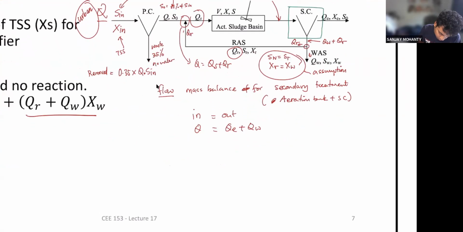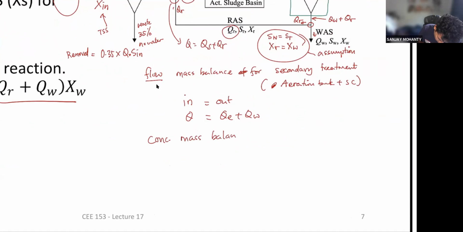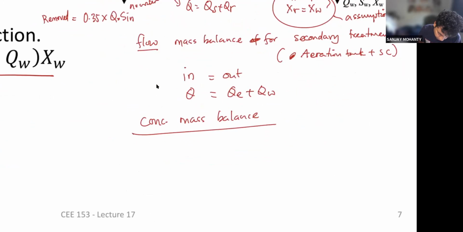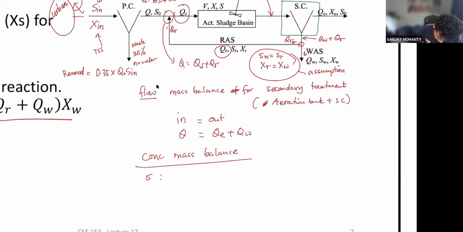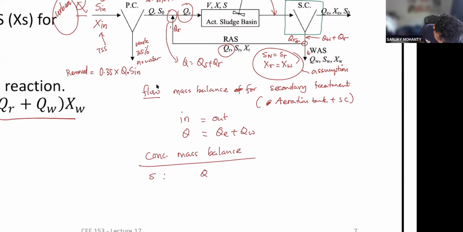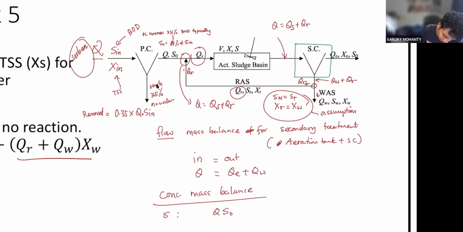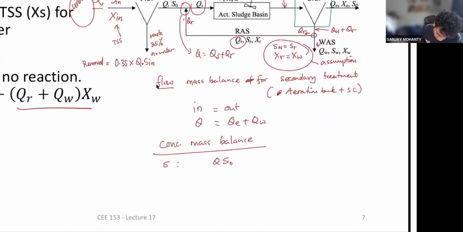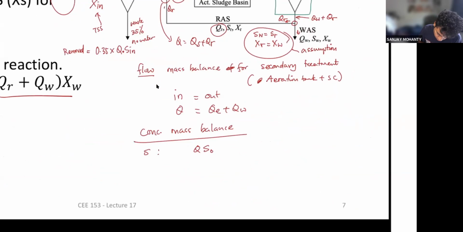And if you do the same thing as a concentration mass balance for the entire secondary treatment, what is in equals what is out, right? Let's say we do the S mass balance first. What is coming in is Q S0. And then what's leaving the system is these two: one is the treated wastewater, another is the sludge.